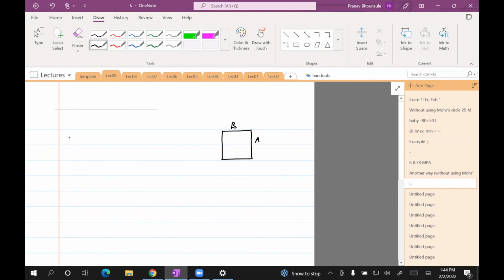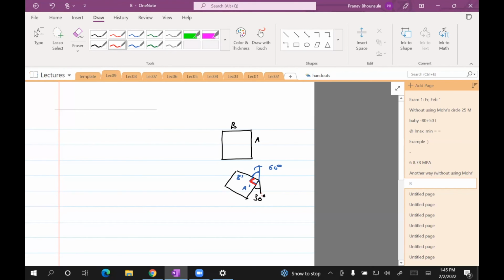Or if that's not satisfactory, you can rotate this element by 30 degrees clockwise, and then ask yourself, what is the angle made by face B in this rotated configuration? So this is A prime, this is B prime now. This angle is 60 degrees, right? Because this is a right angle, 90 degrees. So 90 plus 60 plus 30 should be 180, and that's what the sweep is.